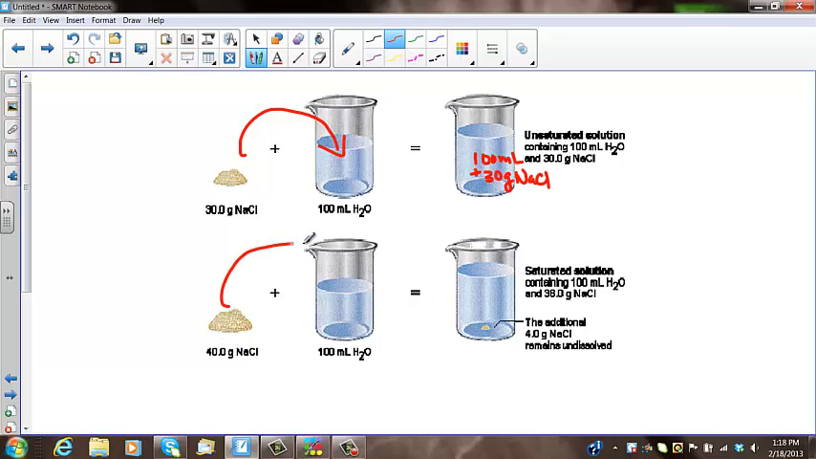In this bottom, I have a saturated solution. I'm going to add 40 grams to this 100 mL of water. And notice over here on the right, a little bit didn't dissolve. Stirred and stirred and stirred, and what happened was this wound up being 100 mL of water and 36 grams of NaCl. This is saturated. It holds the max amount of grams of NaCl for the given volume of water. The 4 grams would not dissolve.